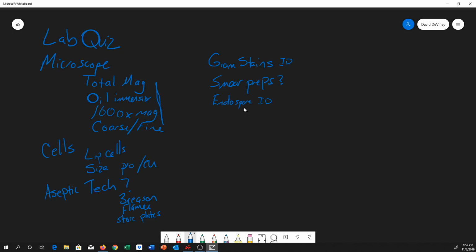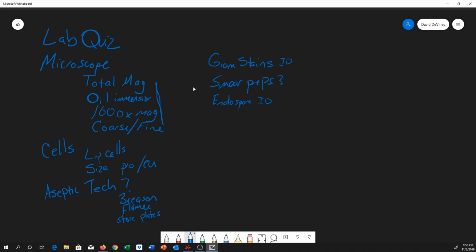Can you tell me when bacteria produce endospores? So if I had a 24-hour culture and you did not find endospores on there, why might that be or why not? Think about that. What about if I had a week-old culture? Would you expect to find endospores there or not? So those are some questions that I could probably ask.